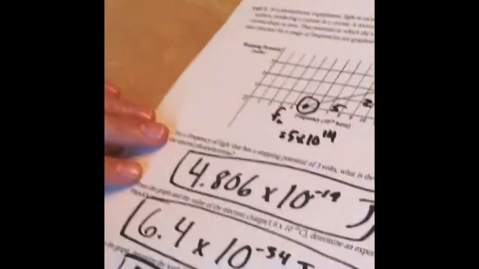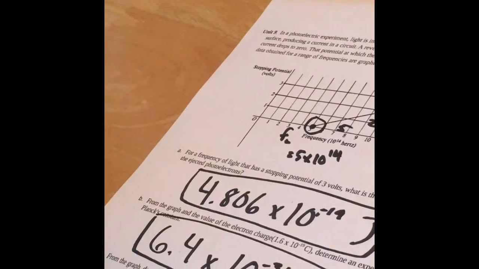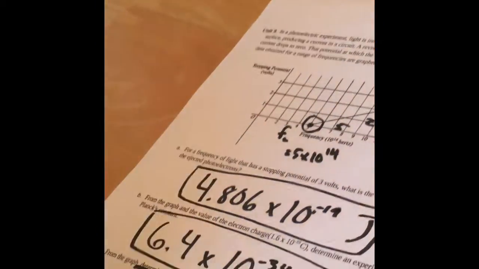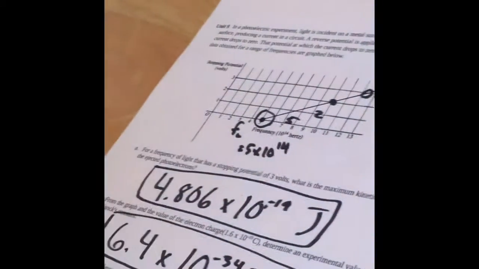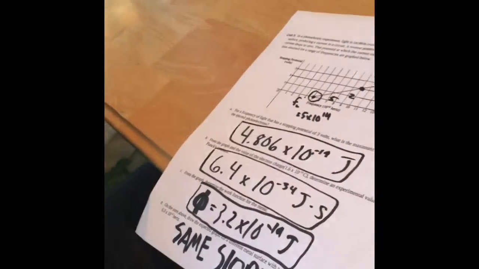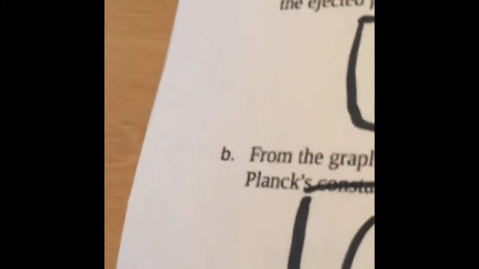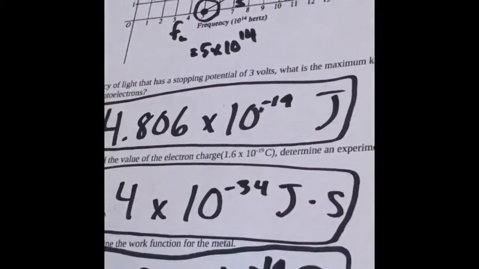Yes, there it is. And then part A. We already have written all over, so you can ignore this. We're going to get to this later in the video. Those are the answers. Then we got, for a frequency of light that has a stopping potential of 3 volts, what is the maximum kinetic energy of the ejected photoelectrons? Once again, we will get to part A, part B, part C, and part D in the rest of the video. For now, those are just the answers. Ignore those. We'll tell you how to do them later. Part B, from the graph and the value of the electron charge, 1.6 times 10 to the negative 19th.